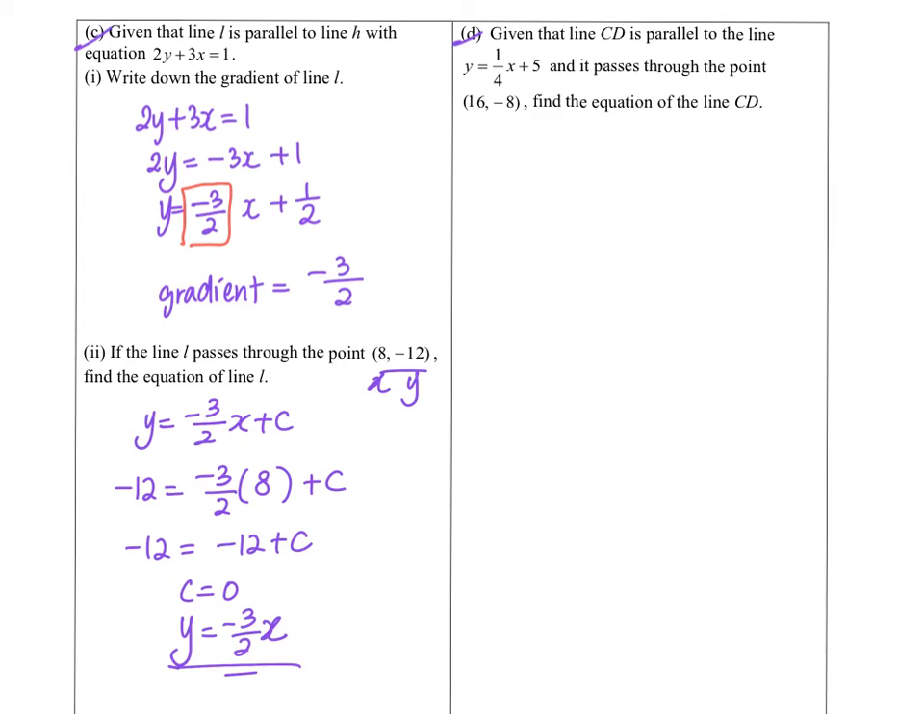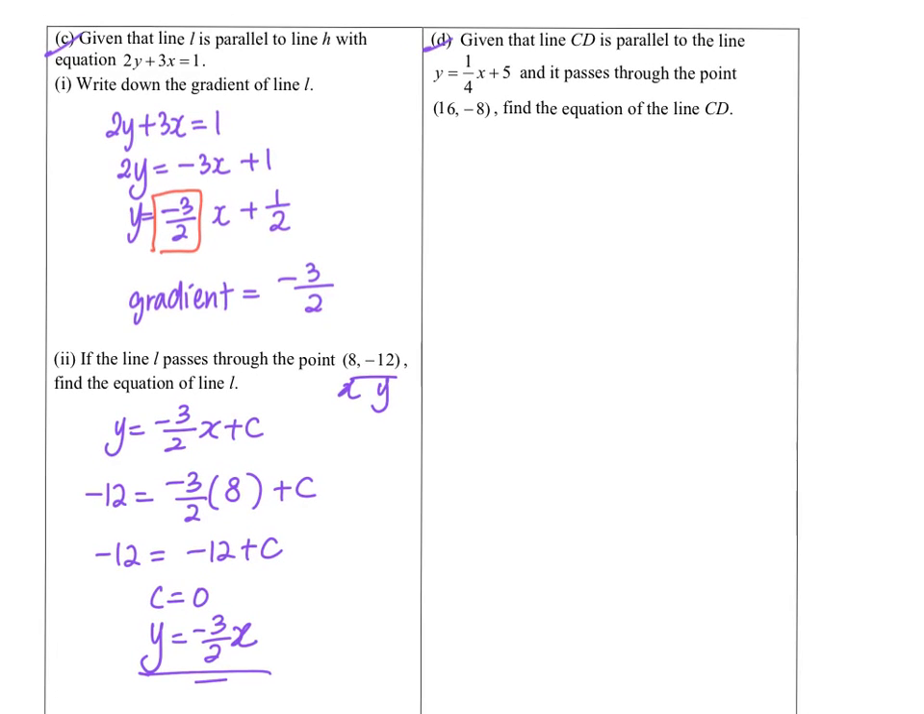Okay, let's look at question D. Given that line CD is parallel to this particular line and it passes through this point, find the equation of line CD. So if it's parallel, that means it has the same gradient. From y equals 1 over 4 x plus 5, you compare it to y equals mx plus c. What is the gradient? The gradient will be 1/4.